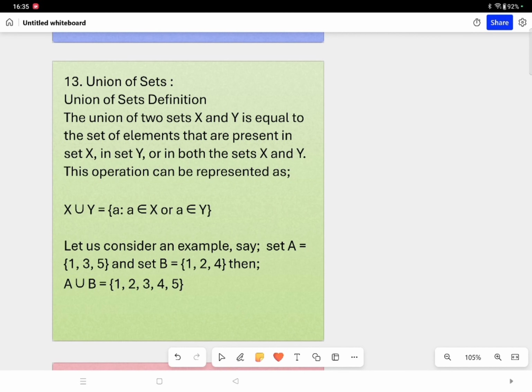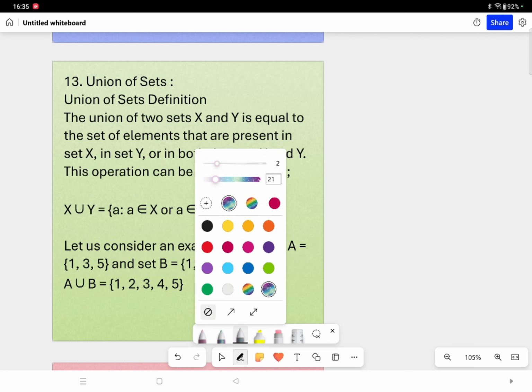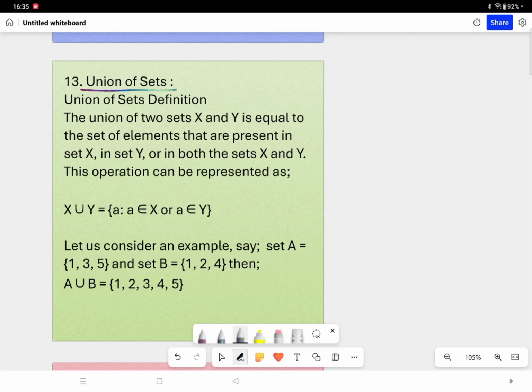Next, this is not actually a type of set, but these are operations of sets. Union of sets. What is union of sets? Union of sets means that if I am taking two sets and clubbing all the elements together, that will be called union.